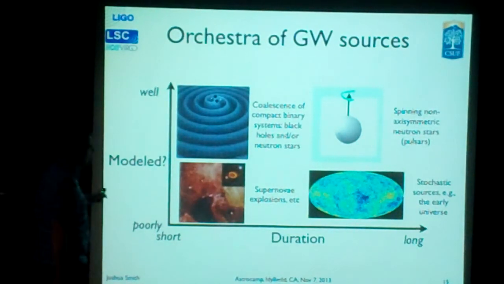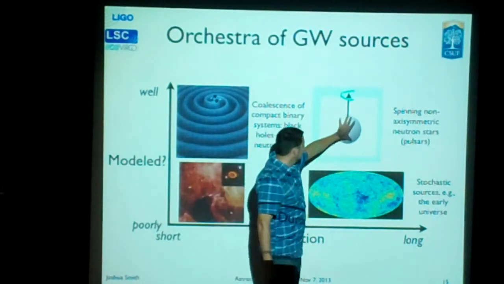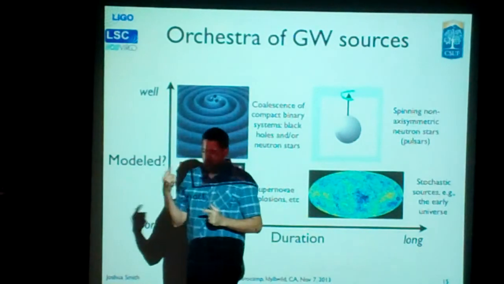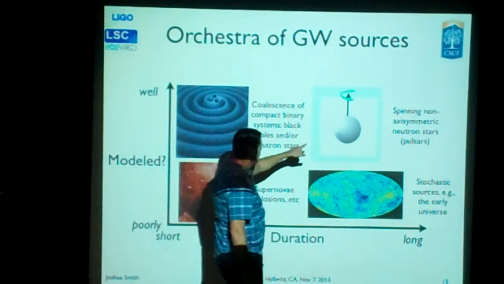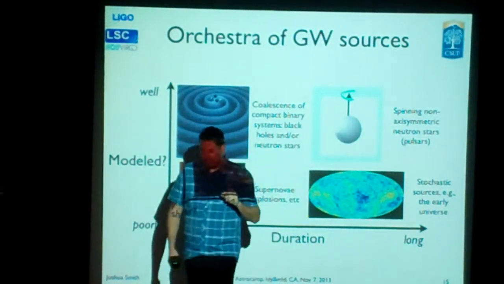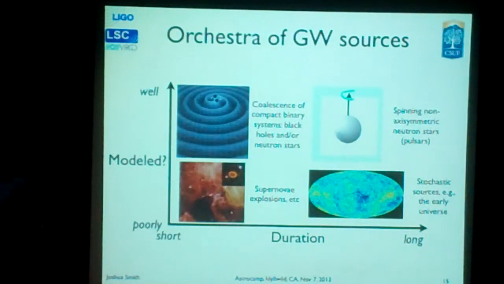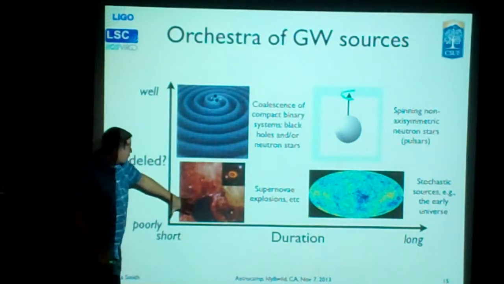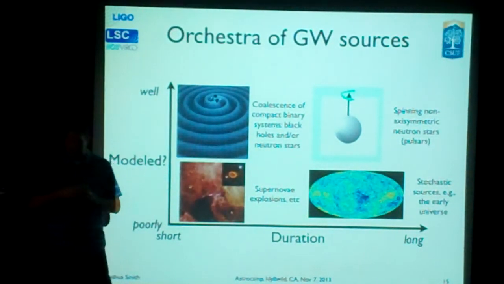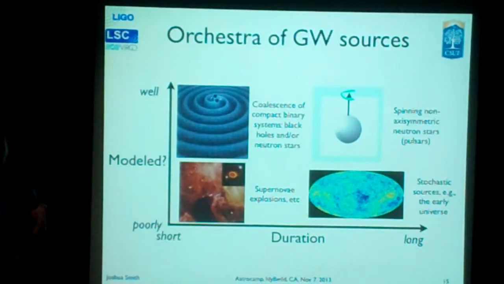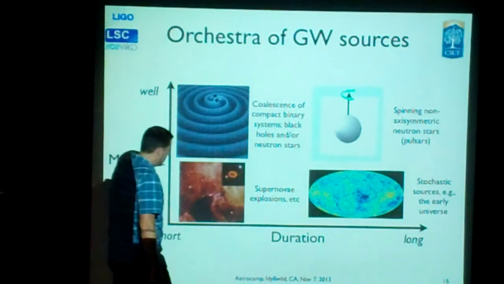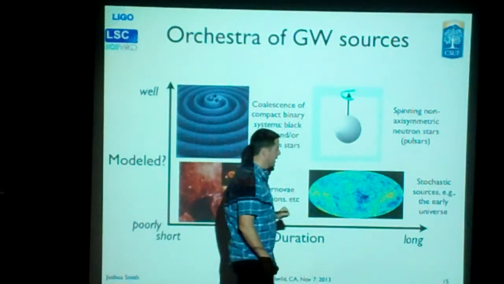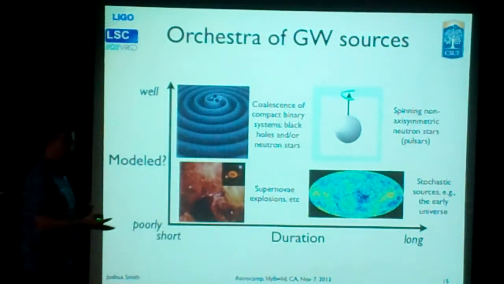Then you have long duration, well modeled signals. This would be something like a spinning neutron star that has a little bit of a mountain. If you have a pulsar and it has some kind of mountain on it, that could emit gravitational waves. In poorly modeled short duration things, you have things like star explosions, supernovae. They emit gravitational waves. And then in poorly modeled long duration things, we have background from the early universe.